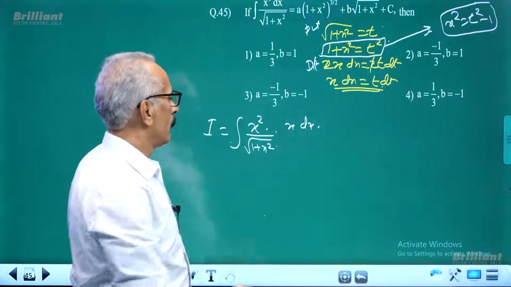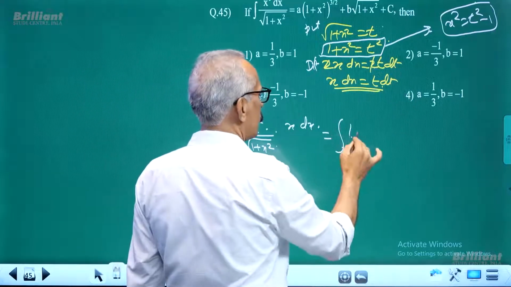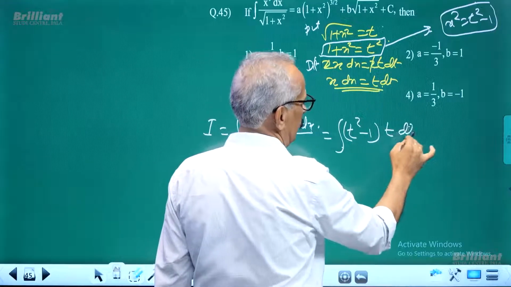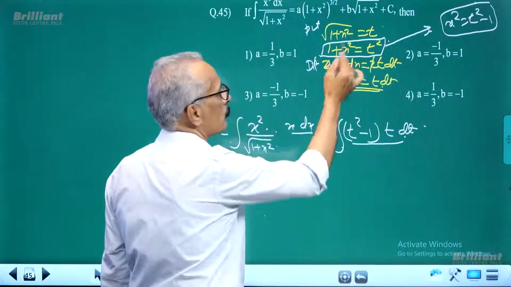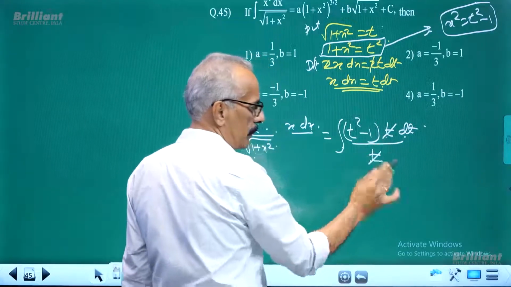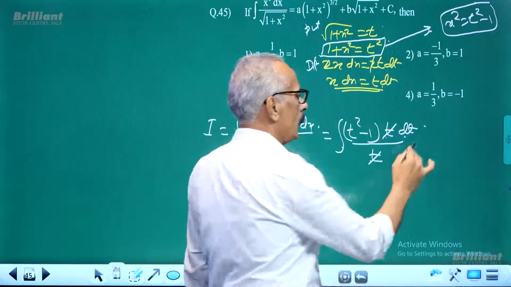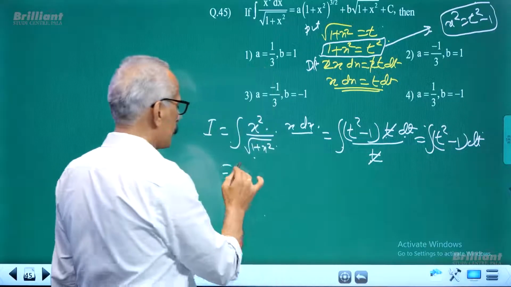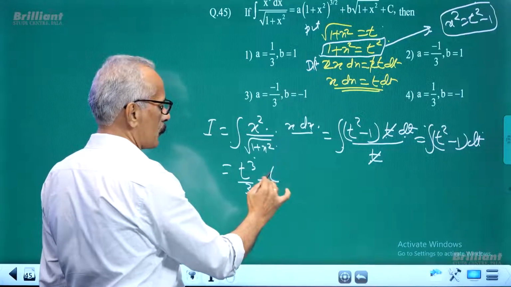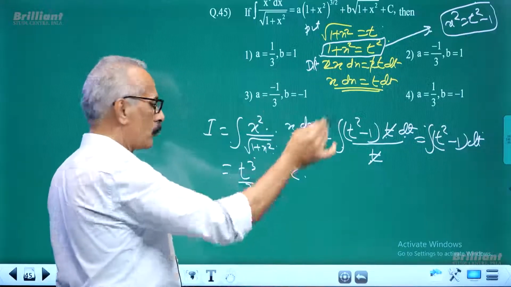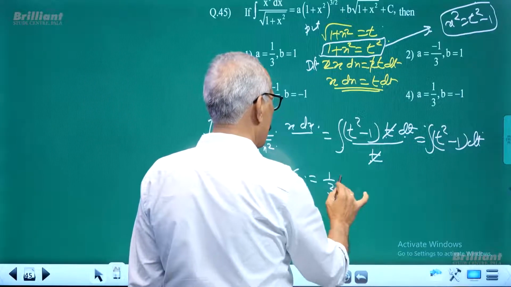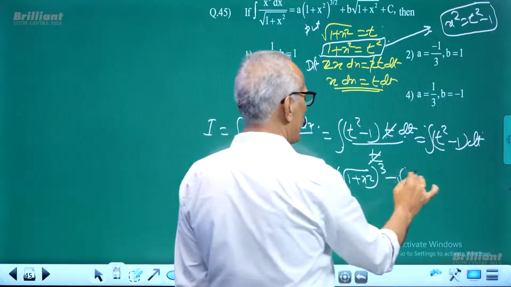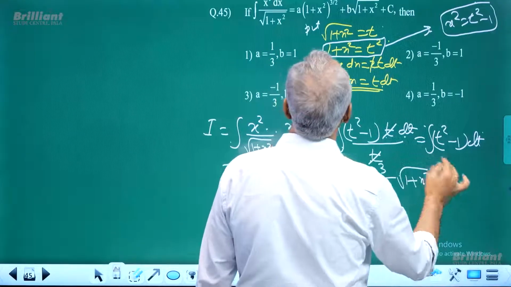x dx, everything. So this is equal to the integral of what's x square? t square minus 1 in brackets, into what's x dx? x dx is t dt, divided by root of 1 plus x square, that is t. This t and t cancel. Simple integration. That is integral of t square minus 1 dt. Tell me, that is t cube divided by 3 minus t plus c. Who is t? Root of 1 plus x square. That means 1 by 3 into root of 1 plus x square, the whole cube, minus root of 1 plus x square plus c is your answer.